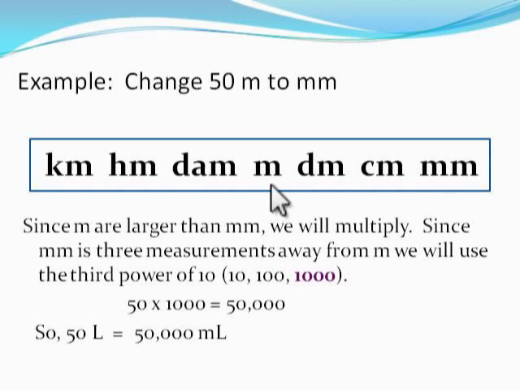So how many powers of 10 is that? That's 10, 100, 1,000. So we're going to use the number 1,000. Now we have to know whether we should multiply or divide by that number. So we're going to multiply because we're going to something smaller. So we take our original number, 50, and we multiply by 1,000. So 50 liters is equivalent to 50,000 milliliters.